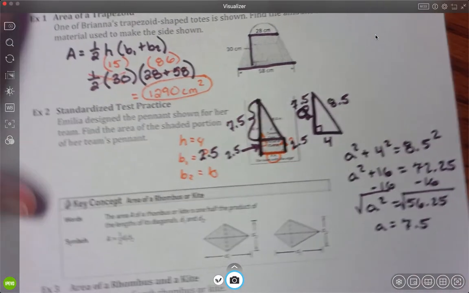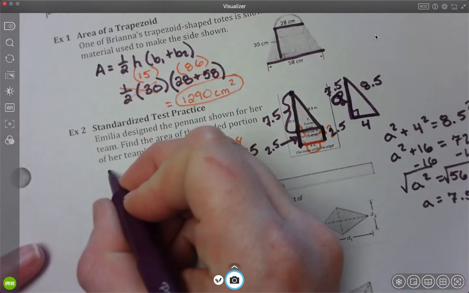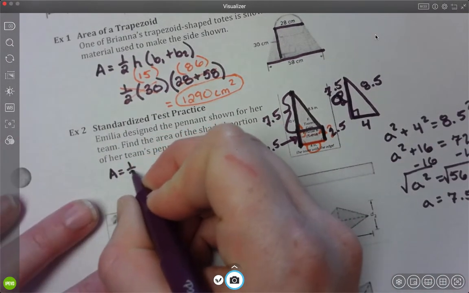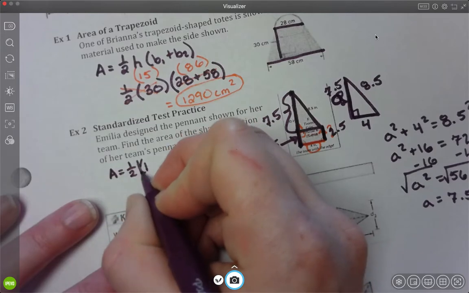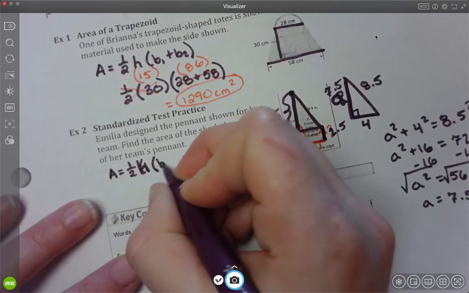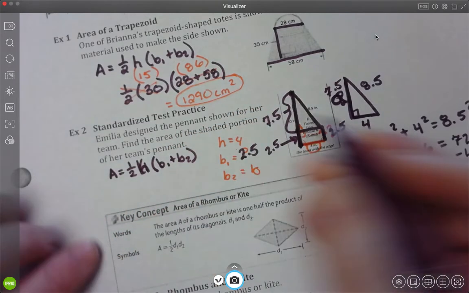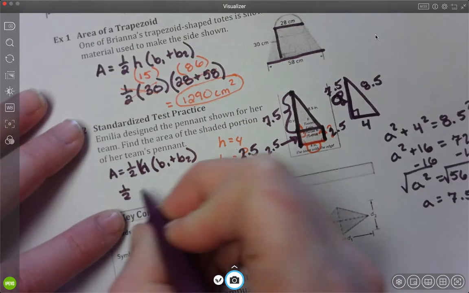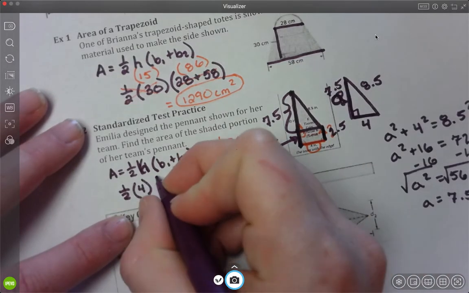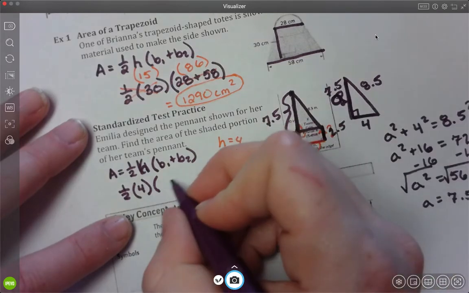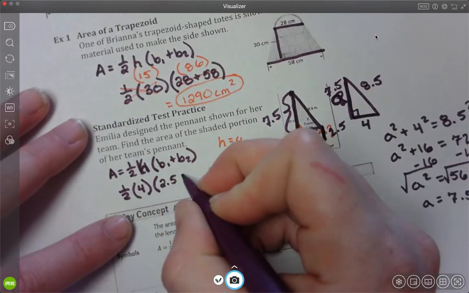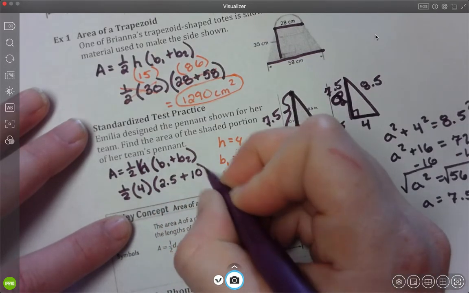Now we just have to find the area. So area is 1/2 the height times base 1 plus base 2. Let me write the formula out. Now I just plug my stuff in. 1/2 times height, which is 4, times base 1, which is 2.5, plus base 2, which is 10. And I can switch those around if I wanted to.